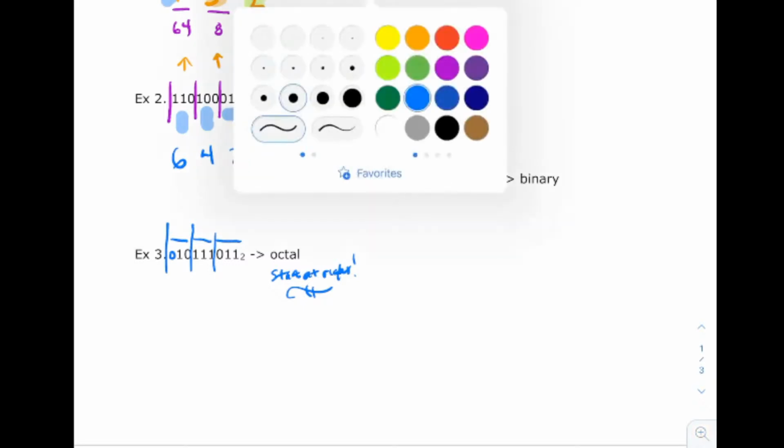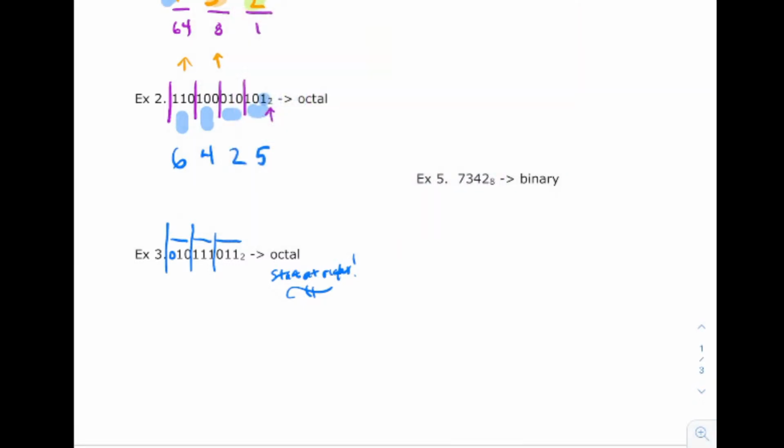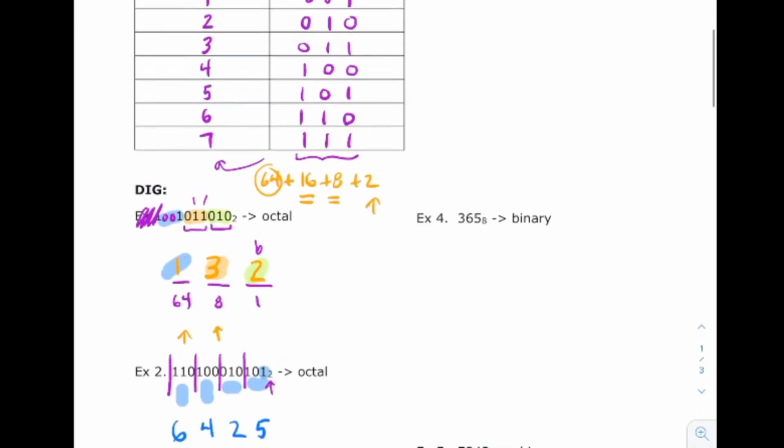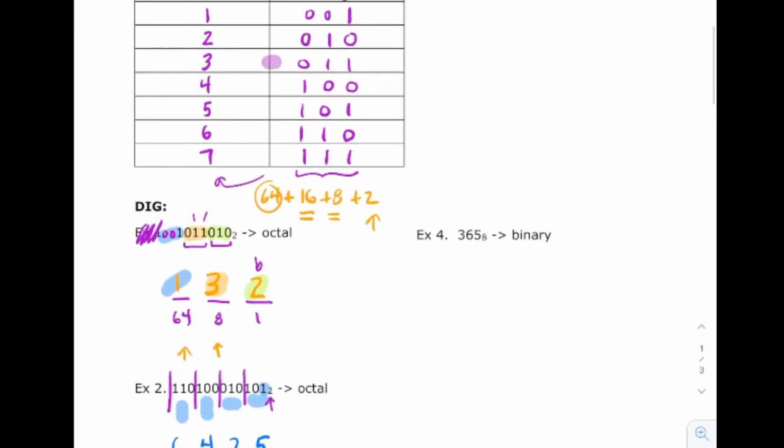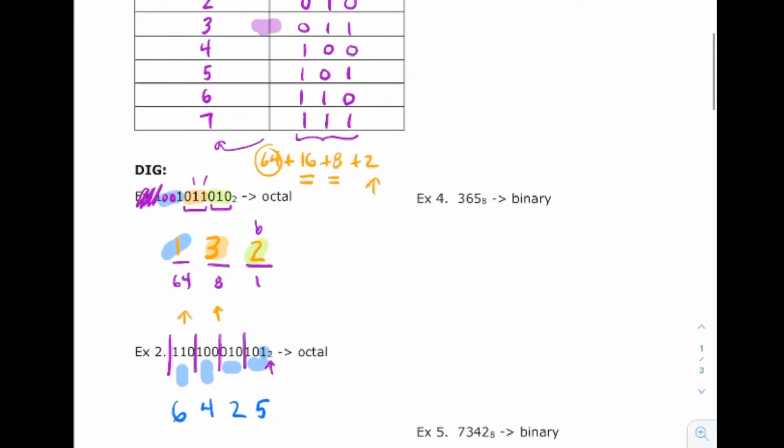Having done that, we can just say, okay, I got a 0, 1, 1. 0, 1, 1 is a 3. That's a 3.